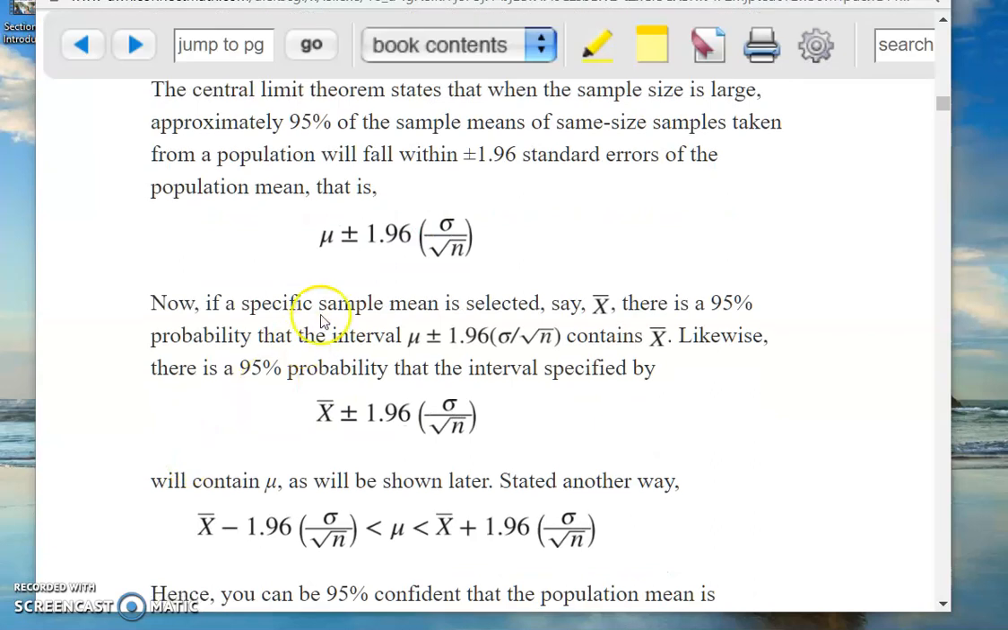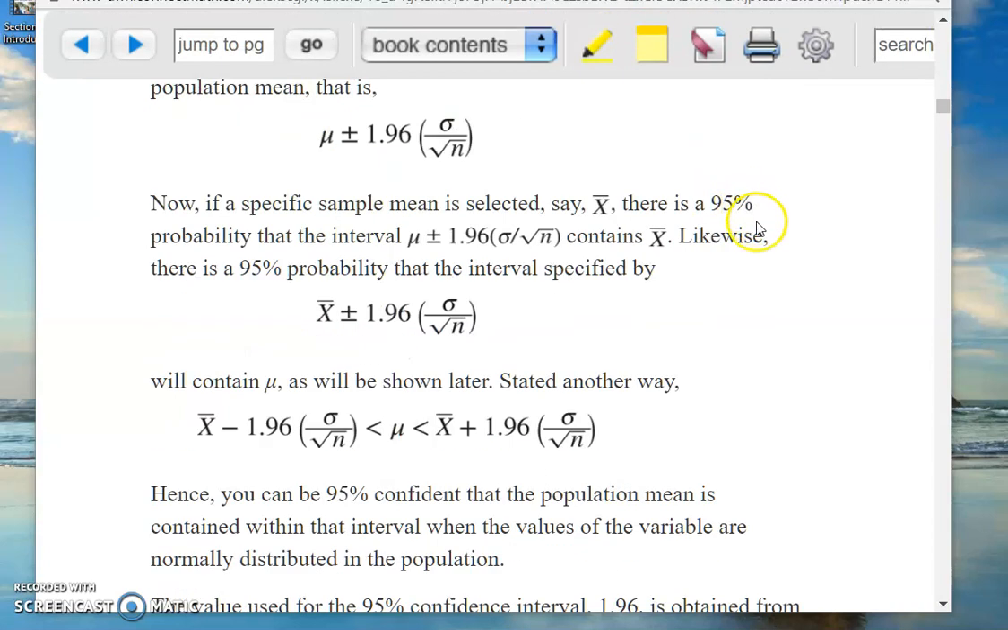So if you pick a specific sample mean, if you pick a particular X bar, there's a 95% probability that this interval, mu plus or minus this, will contain X bar. So likewise, there's a 95% probability that the interval specified by the same thing, this is the same interval here, will contain mu, and we'll show that later.